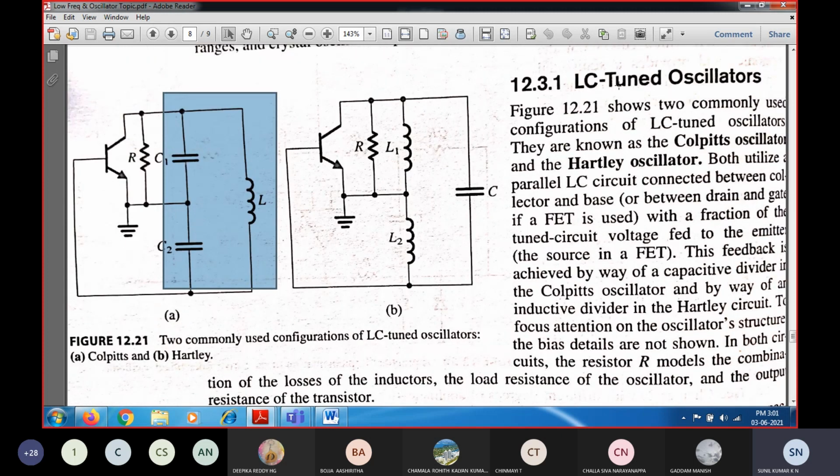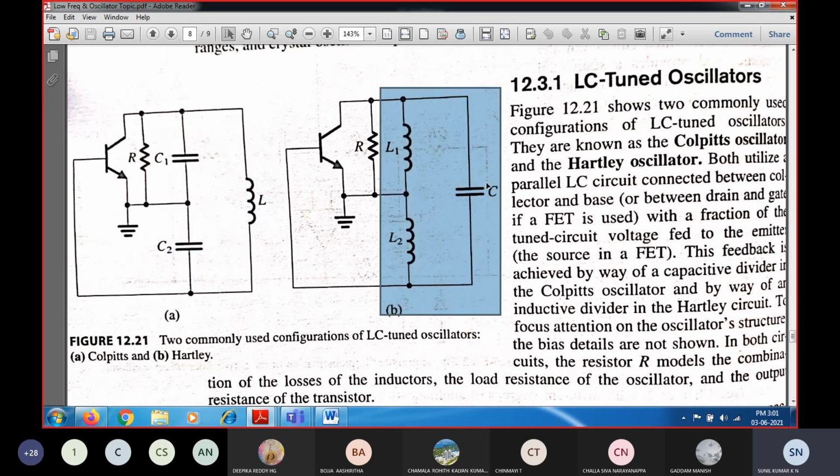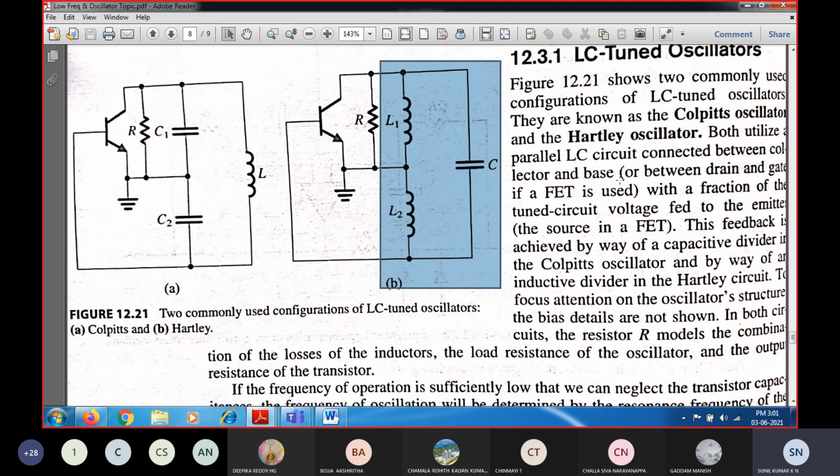To summarize, the figures show two LC tuned oscillators: one is the Colpitts configuration and the other is the Hartley configuration. Both use the tuned circuit in parallel, connected between the collector and base. We can see that a fraction of the tuned circuit voltage is given as feedback to the base terminal, which is the input feedback voltage.